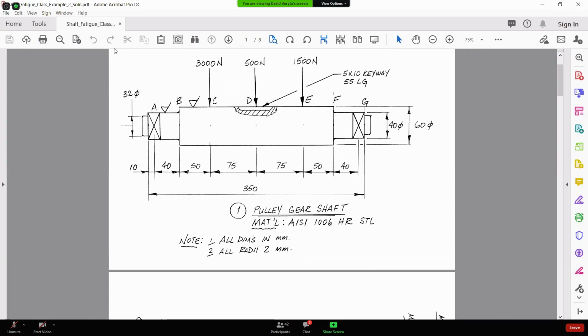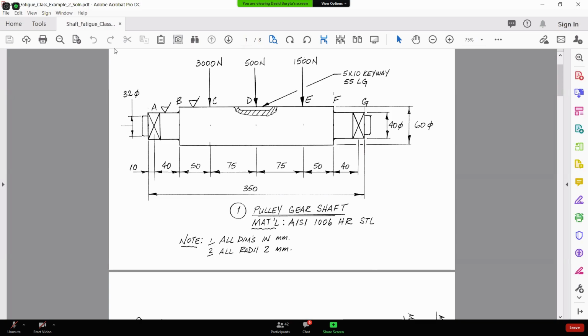To start out with this analysis, first of all, you see that the material is fairly soft. If you go to table TA20 in your textbook, you'll be able to find the SYT and the SUT, in other words, the yield strength and the UTS for the material that the shaft is made out of.